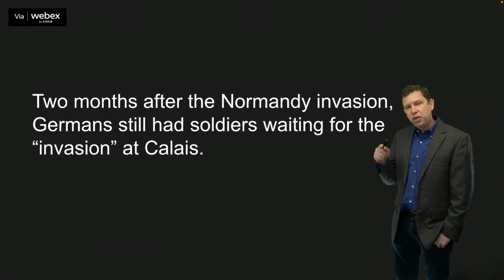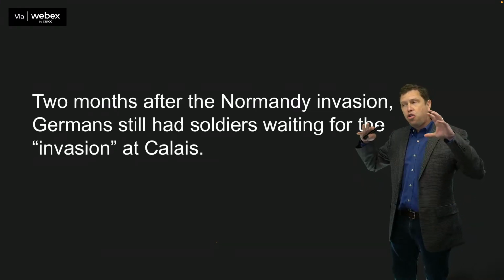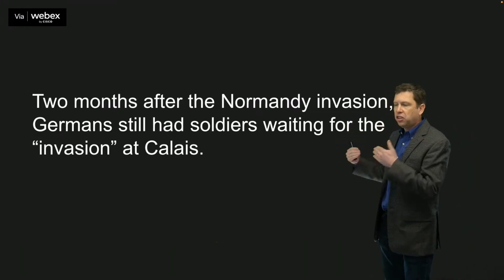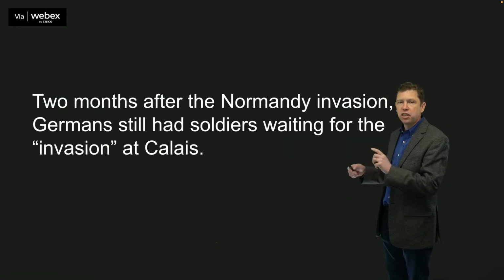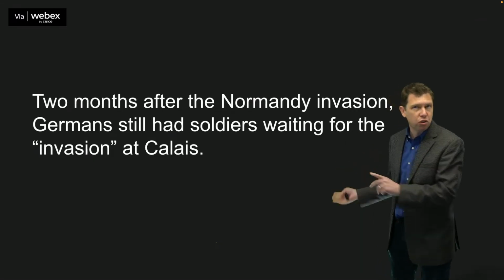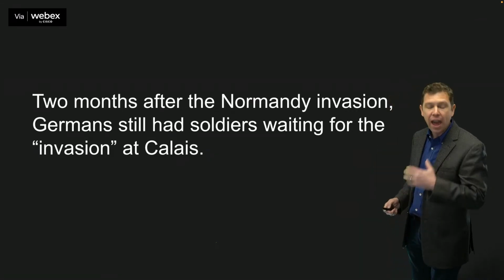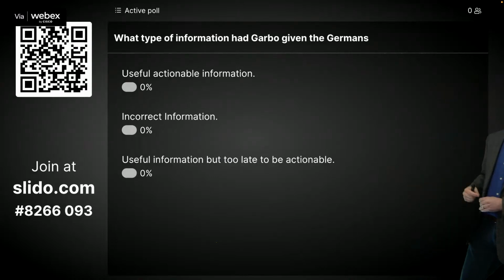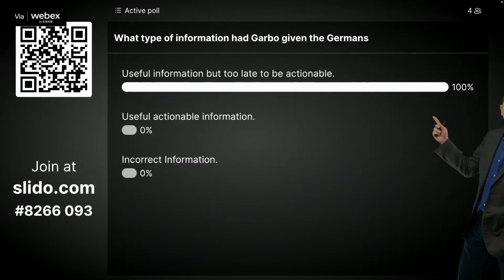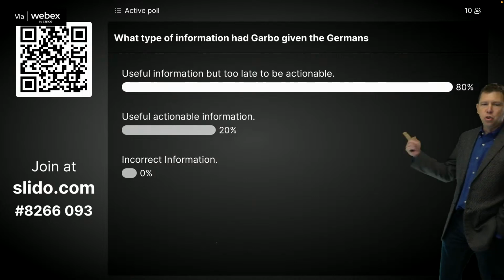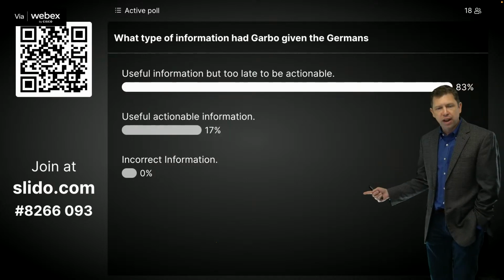So if you think about that, the way that Garbo was able to provide so much information got the Germans to the point that they were still trying to defend this 2 months after the Normandy invasion. That's just incredible how much they had been misled. So what type of information had Garbo given the Germans? I probably should have put this before the thing about Normandy, because that was actually misinformation, but he also gave useful information that was too late to be actionable, useful actionable information, or incorrect information.